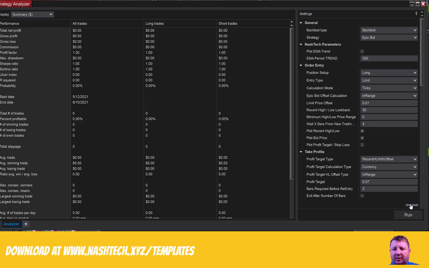As you have strategies that are working well, you can save the templates. Again, you can also download these templates at www.nashtech.xyz/templates. For trial users, we provide 30, 60 days of templates that we've saved. We optimize on our servers. If you're a subscriber or a lifetime license holder of any Epic collection or Epic product, you get those. Sometimes we do them weekly, even daily. Okay, so you can load templates.